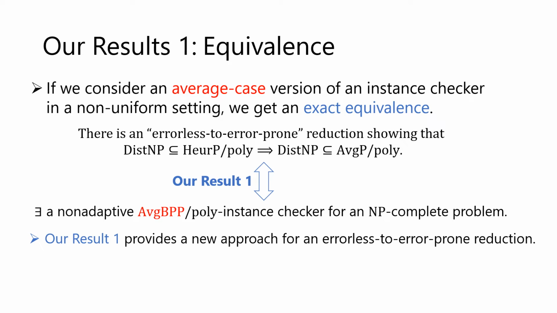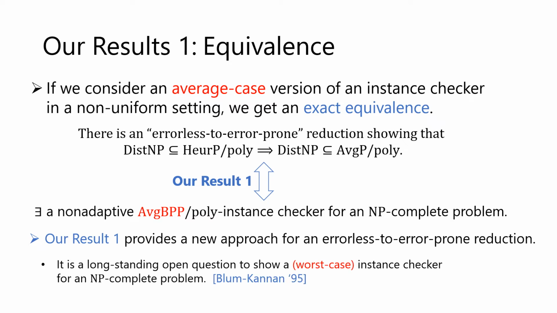One way to interpret this result is that this provides a new approach for errorless-to-error-prone reduction. Actually, it is a long-standing open question to construct a worst-case instance checker for an NP complete problem, which is actually explicitly raised in the seminal work of Blum and Kannan. But in order to construct an errorless-to-error-prone reduction, we showed that average case instance checker is sufficient. So this provides an approach towards errorless-to-error-prone reduction.